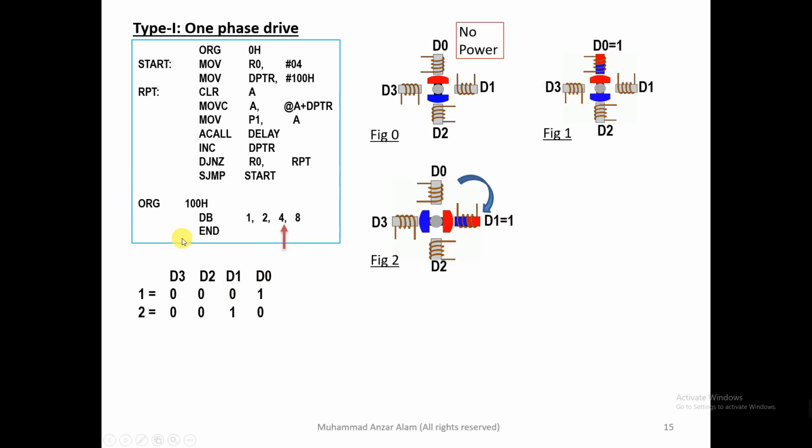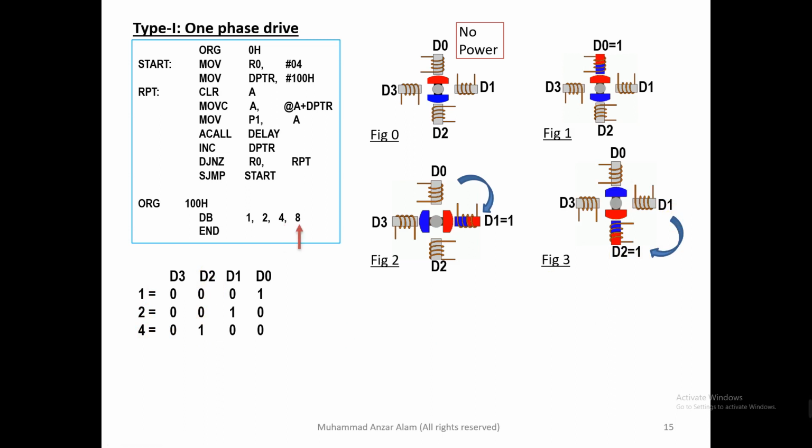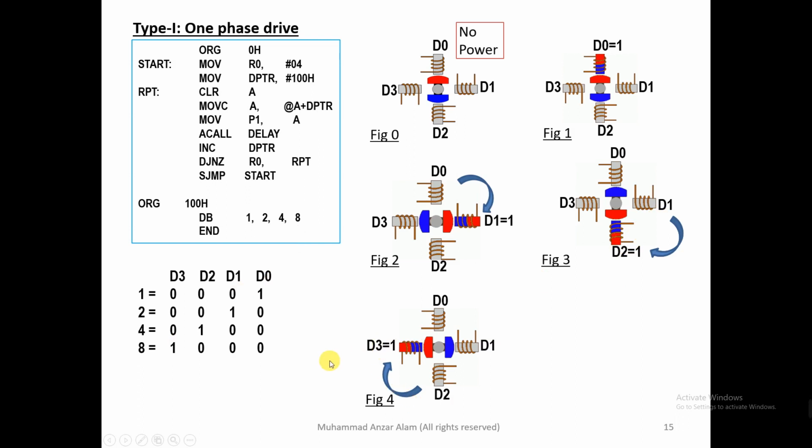Similarly, the microcontroller will load the next higher value, that is 4. So 4 in decimal means D2 value. So where is D2 value? D2 will be energized and the rotor will move again in the clockwise direction. Similarly, the next one, D3, is energized, and D3 means this one will energize and the motor will move from this one to this one. And the cycle will continue.